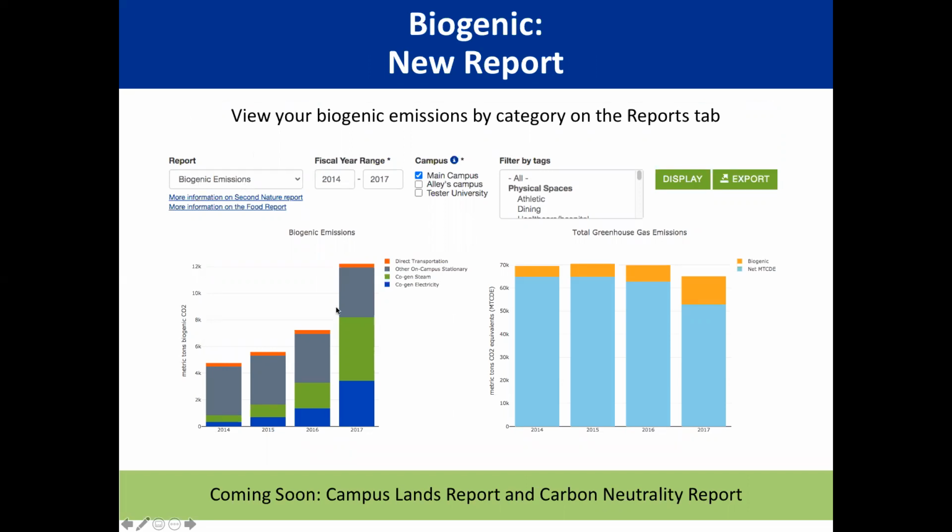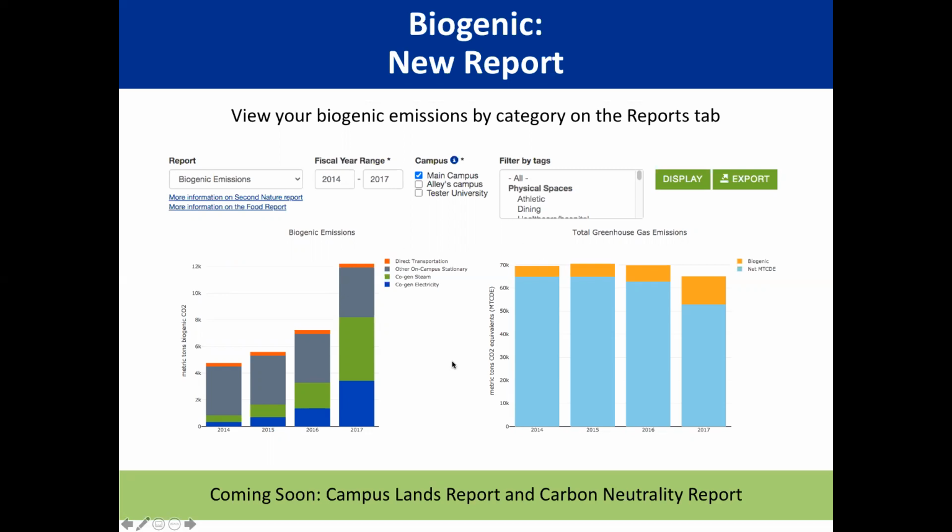And this is the only place where you can see your biogenic emissions by category. This graph shows the biogenic emissions by cogen categories, other on-campus stationary, and direct transport. This also has a graph of the total footprint. Because the biogenic footprint isn't part of a scope or category, it's separate from that. So you can see your net footprint with the biogenic footprint as well, so how those two would total together.